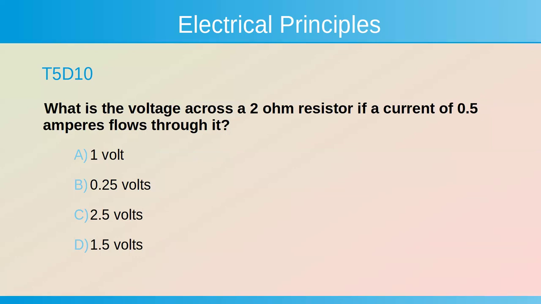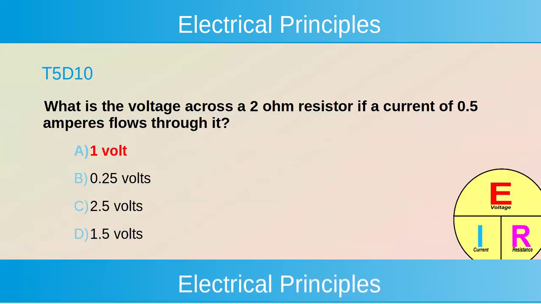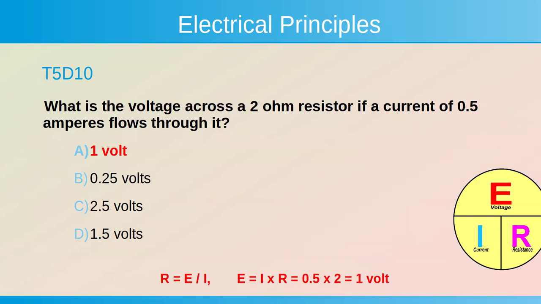What's the voltage across a 2 ohm resistor if a current of 0.5 amps flows through it? So now we want voltage. So your fingers over the E. Current times resistance. So 1 volt. Alpha. 0.5 times 2, or 2 times 1 over 2.